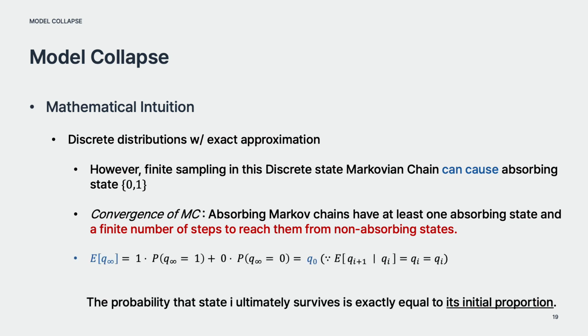An important result follows from this analysis. The probability that a particular state ultimately survives is exactly equal to its initial probability. Frequent patterns are likely to persist and rare patterns are likely to vanish. This formally explains why recursive training systematically eliminates the long tail of the distribution.